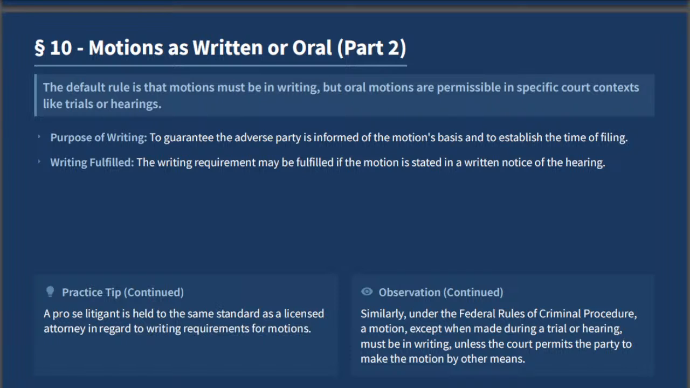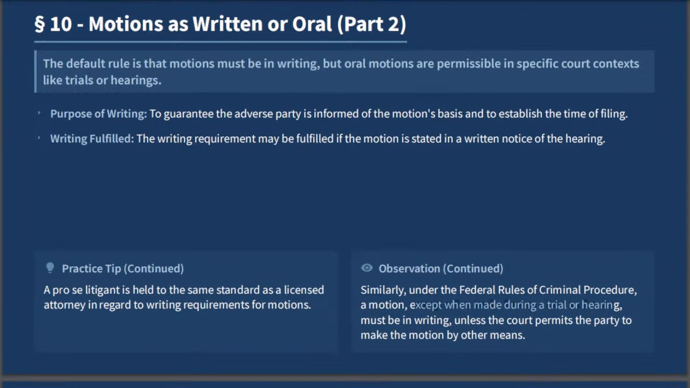And I think the writing requirements meaning that the oral motions should be at least a written statement filed or lodged with the court. The observation here continued. Similarly, under the federal rules of criminal procedure, a motion, except when made during a trial or hearing, must be in writing, unless the court permits the party to make the motion by other means. So the federal rules of criminal procedure, they're not going to tolerate these. That wouldn't be proper for an oral motion unless the court permits the party to make the motion by other means in writing.